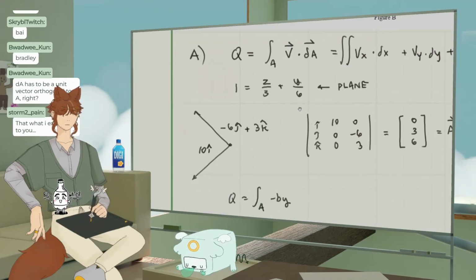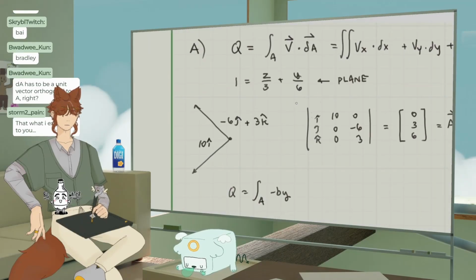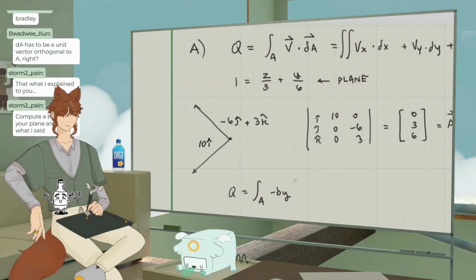Okay, j hat dotted with... j hat is 1, right? Like by dy, that can't be it. Compute a base of your plane and do what I said. Yeah. Okay, well, I could do that, but I feel like this is not that bad. Wait, I just need to... it's like parameterization or something, right? Let me see. Give me a second.